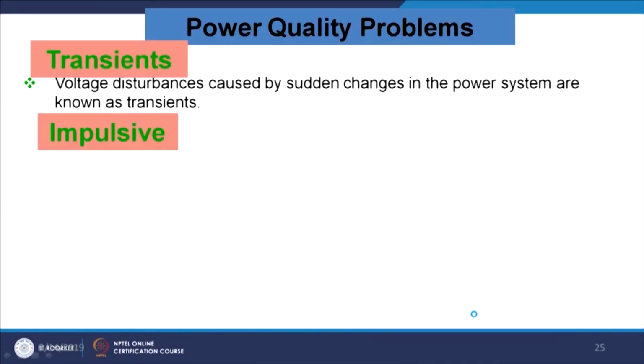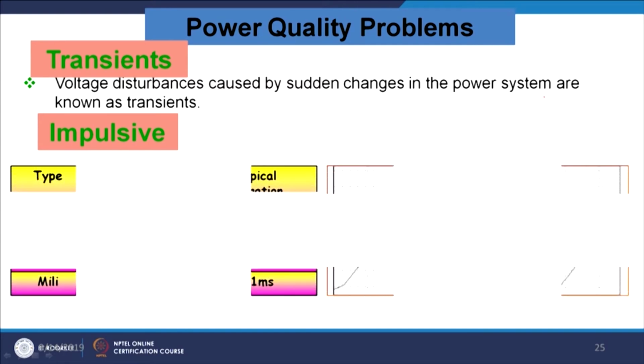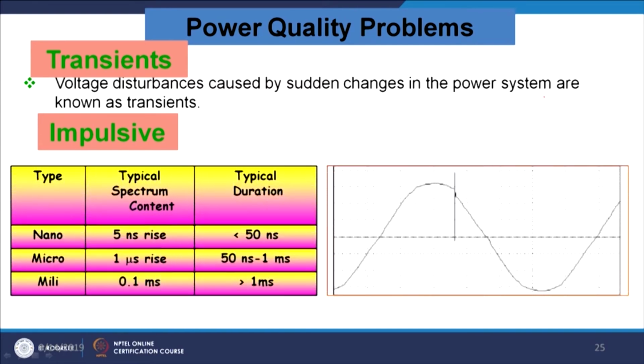Thereafter, let us talk about transients: disturbance caused by a sudden change in the power system, and this can be impulsive. So, let us see that. These are the ranges of it. For nano, the spectral rise time is 5 nanosecond and typical duration is less than 50 nanosecond. For micro, the rise time is 1 microsecond and typical duration is 50 nanosecond to 1 millisecond, and for milli, it is 0.1 millisecond, with a typical duration of more than 1 millisecond.